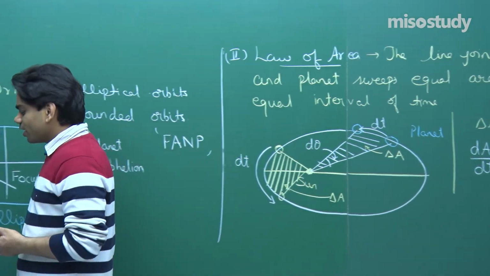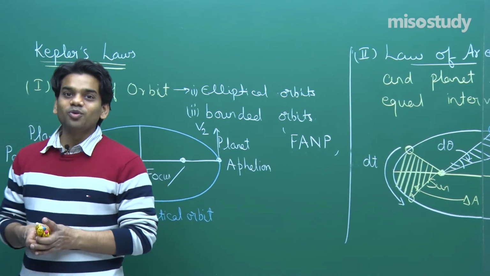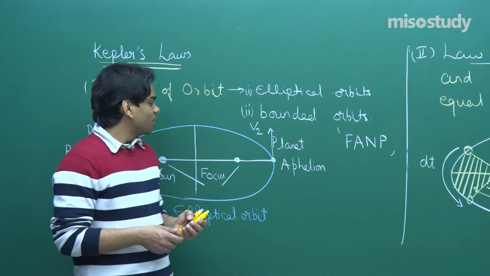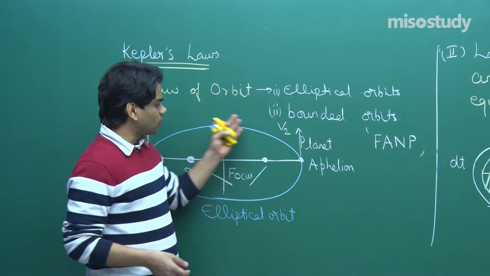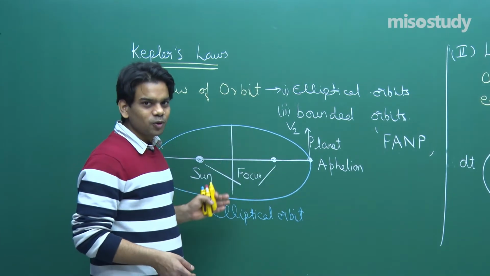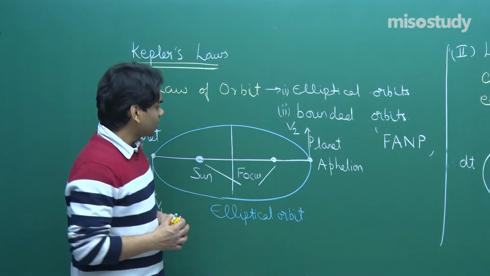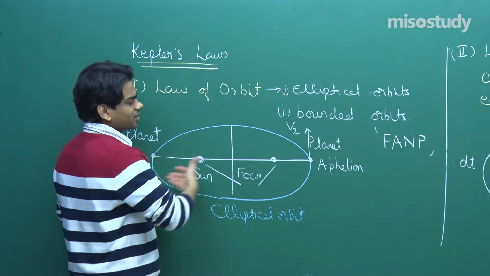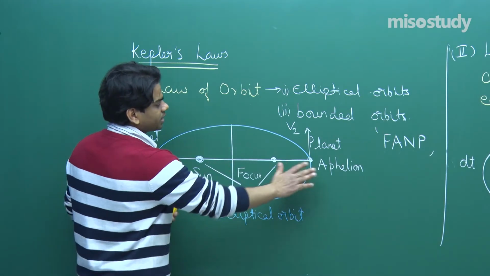And the third law is based upon the planet moving in an elliptical orbit. First of all, I was talking about this elliptical orbit. This is the first law. I told you that every planet is moving in an elliptical orbit. Now I have shown you two axes. In the last class I told you this is the minor axis, this is the major axis.